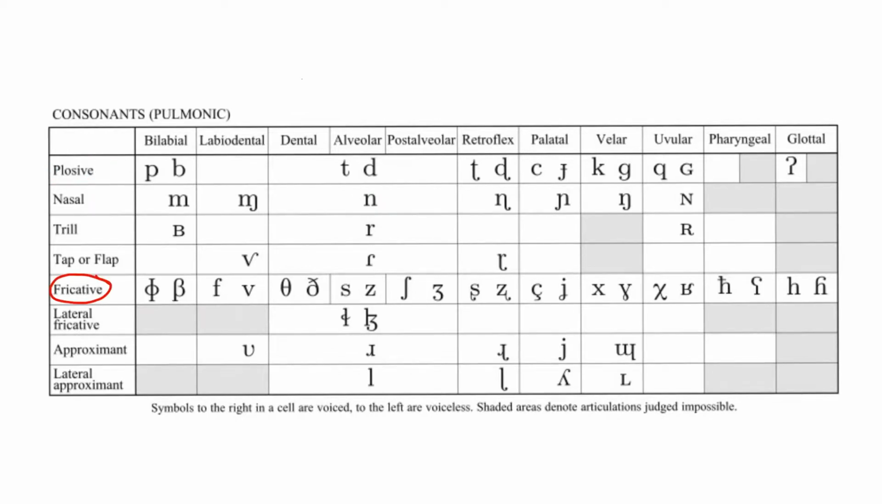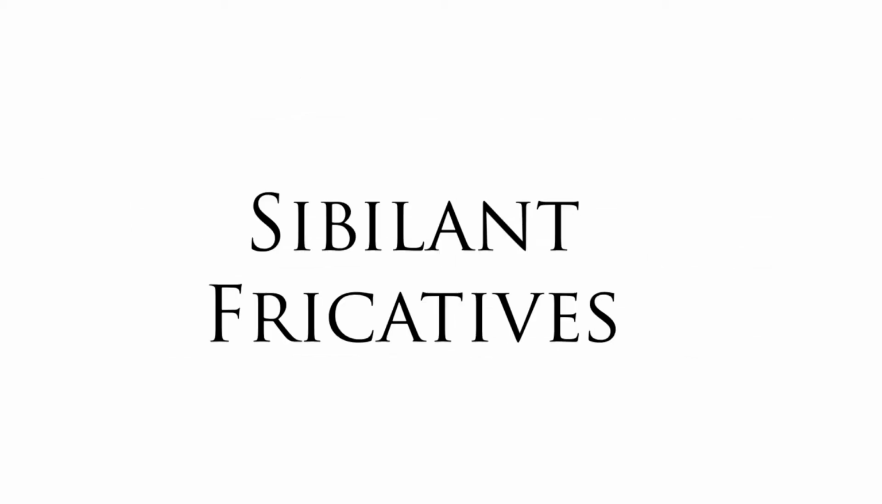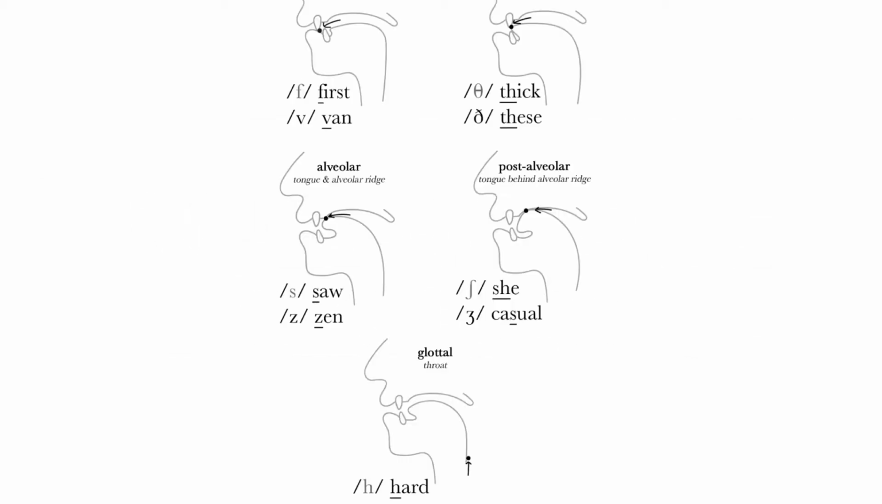Next, we have fricatives. Now, there are two kinds of fricatives, sibilant and non-sibilant fricatives. All fricatives are produced by forcing air through a narrow channel made by placing two articulators close to each other.